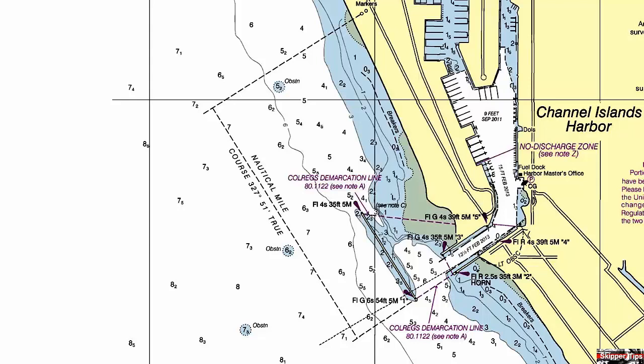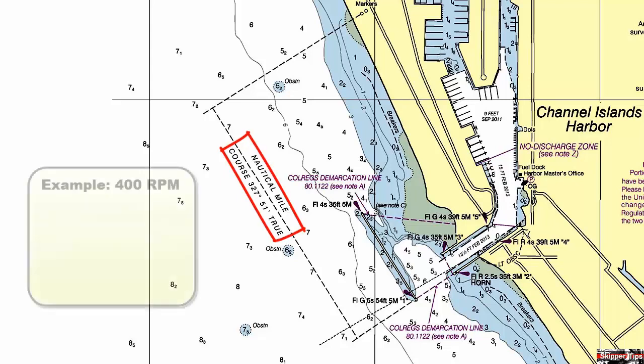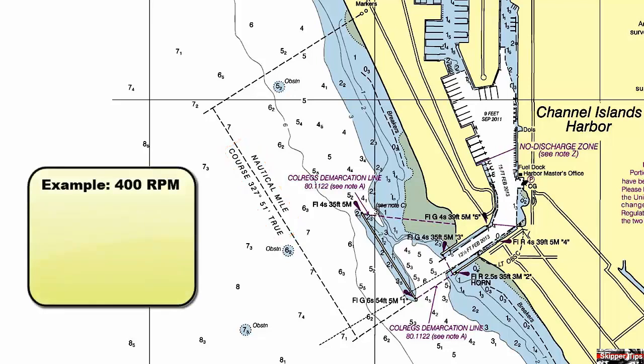Find two prominent marks about 1 mile apart, or you can use a measured mile like shown here on a nautical chart of Channel Islands Harbor. Set your throttle at the slowest speed possible. As soon as you are abeam the first set of markers, start your stopwatch and hold a steady course all the way up the measured mile.